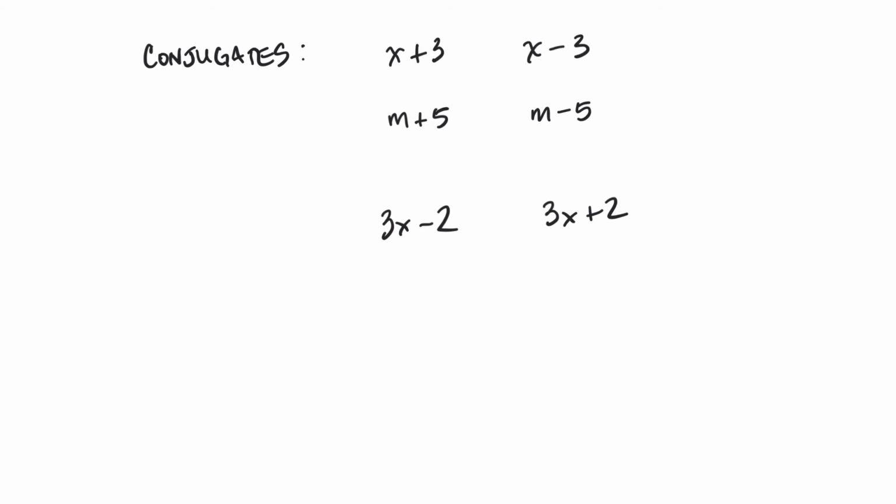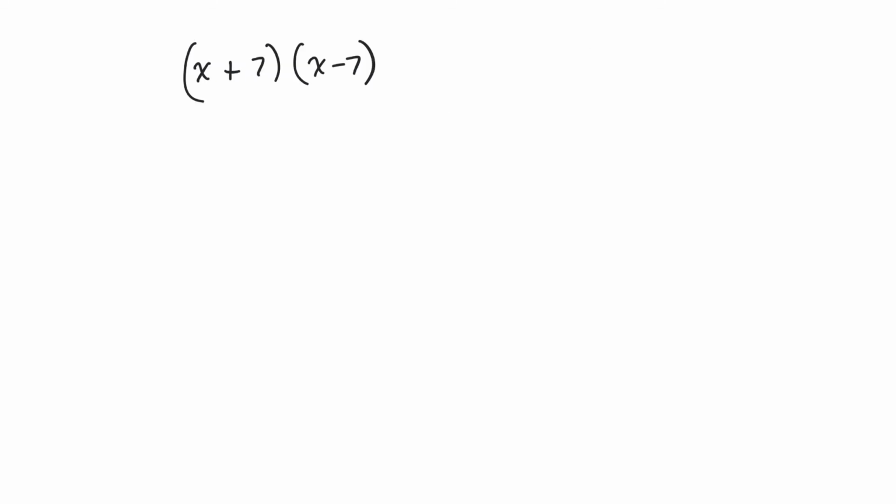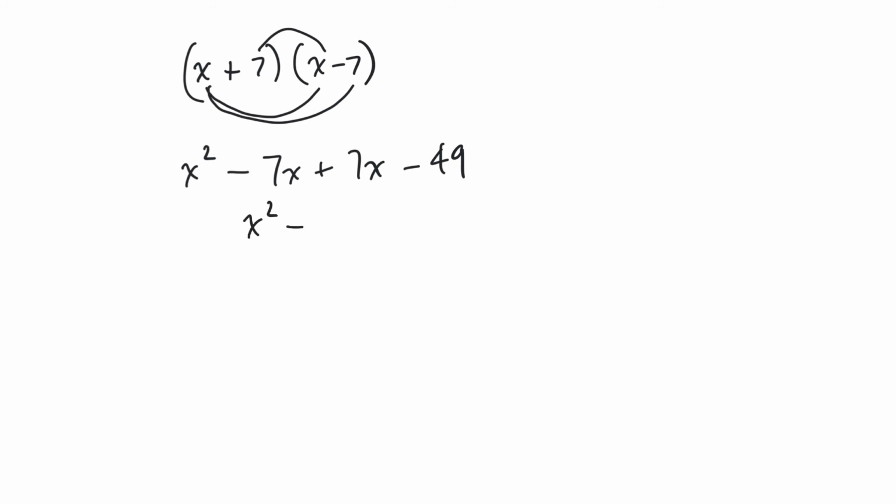So let's multiply a few of these conjugates together and see if we can come up with a pattern. Let's multiply x plus 7 times x minus 7. Notice these are conjugates, and so when I multiply these, I'll do x times x, so I get x squared. Then we'll have minus, and then it'll be x times 7, which is 7x, and then the 7 times x, and then minus 7 times 7, which is 49. So what we get is minus 7x plus 7x, which is going to cancel each other out. So what you're left with is x squared minus 49.